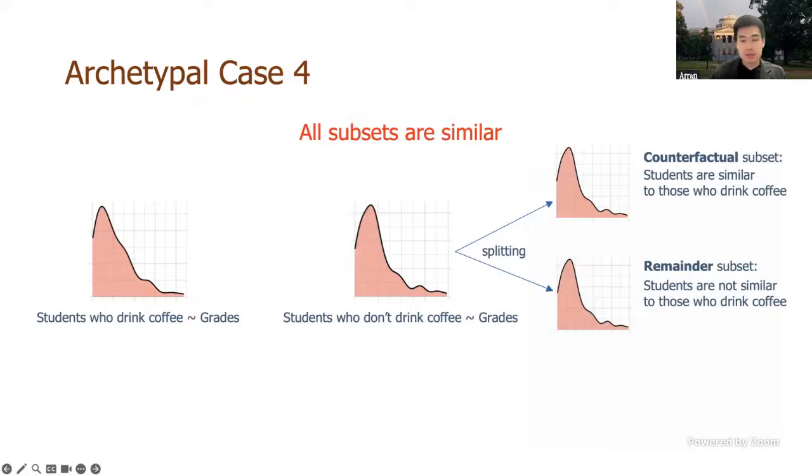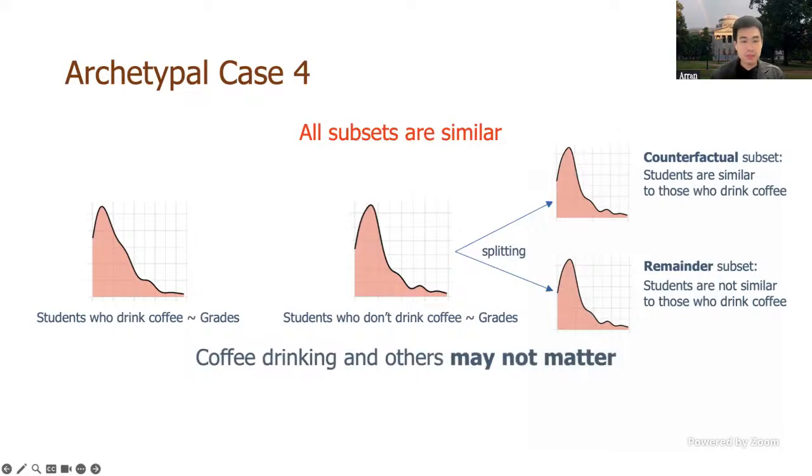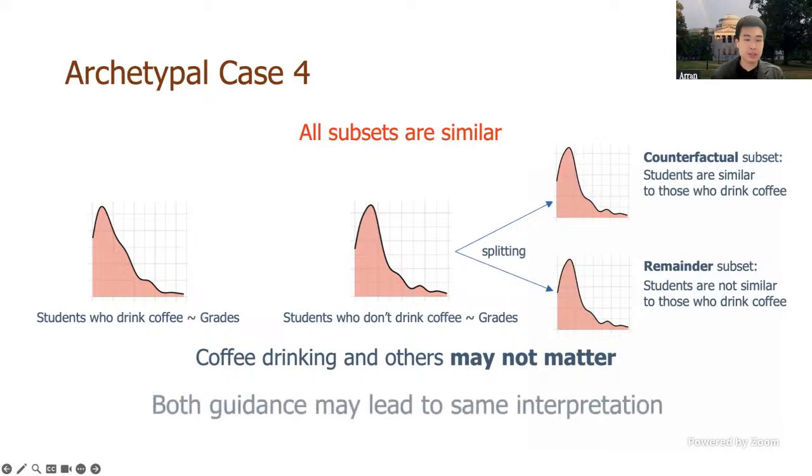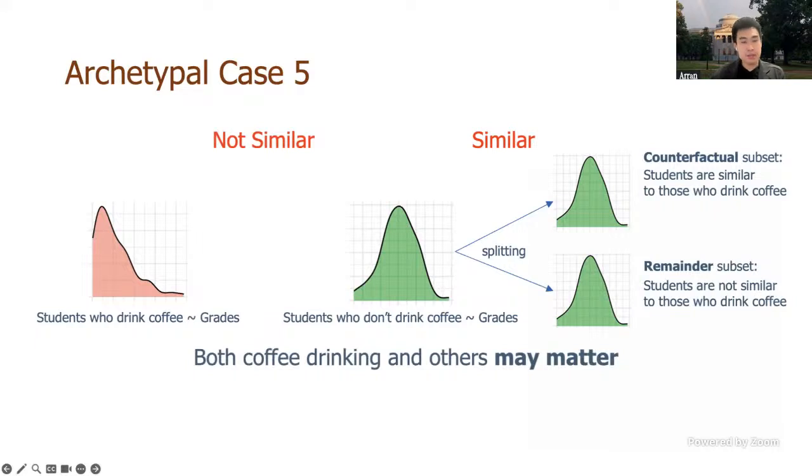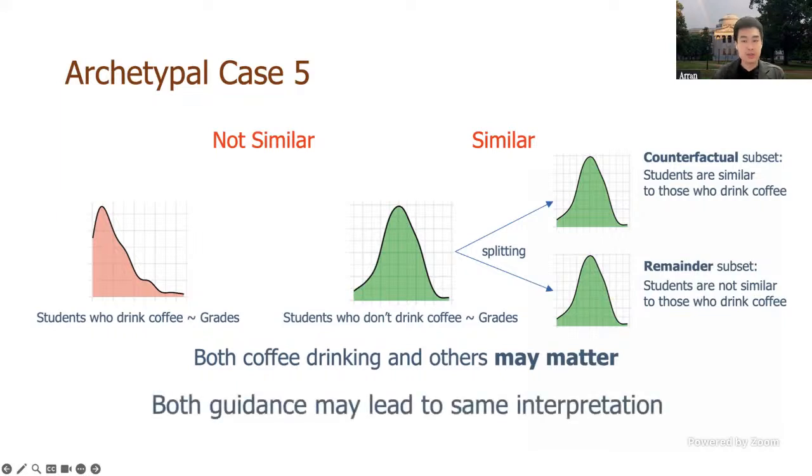Well, let's see some simple cases where all the data subsets have similar distributions as we show here. Users may conclude nothing matters, or at least coffee drinking may not matter here. And the results will be similar no matter whether you're using correlation or counterfactual guidance. Lastly, when all the 3 subsets on the right side share a similar distribution, but all of them are not similar with the included subset which contains students who drink coffee on the left, we may conclude both coffee drinking and some other dimensions may matter and contribute to differences of students' grades. Similarly, in this case, counterfactuals and correlations could lead to the same interpretation.